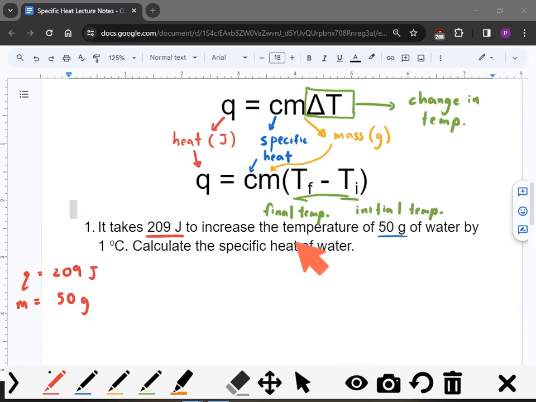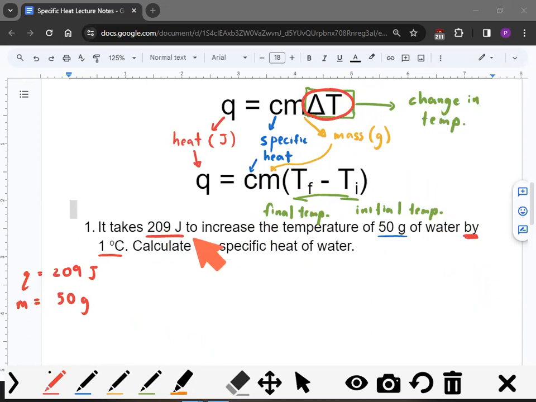And then lastly, it says to increase the temperature of 50 grams of water by 1 degree Celsius. Now, if we take a look at this phrasing, it says by 1 degree Celsius. Is this giving us information about how much the temperature changed, or is it telling us the final and initial temperature? That says it goes up by 1 degree. What do you guys think?